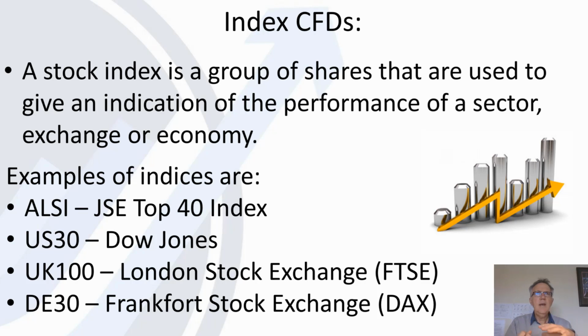And say the share price of the group of 40 companies went up by 1% in the first day. That would mean that the ALSI number would go up to 11,000. Next day it went up another 1%, then it would be 12,000. And you can trade those points at 1 rand a point, or 5 rand a point, or 20 rand a point, or whatever your trading account will allow you. So this is a very popular method of trading, index trading as well.